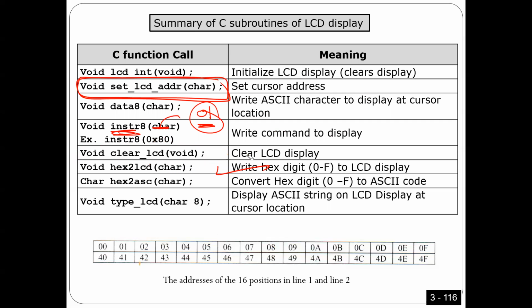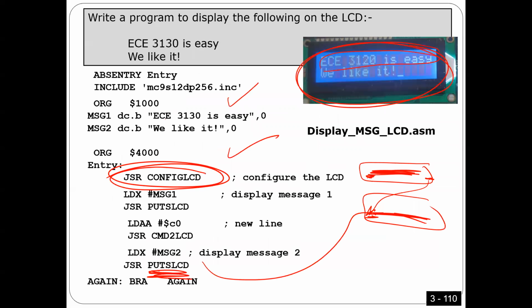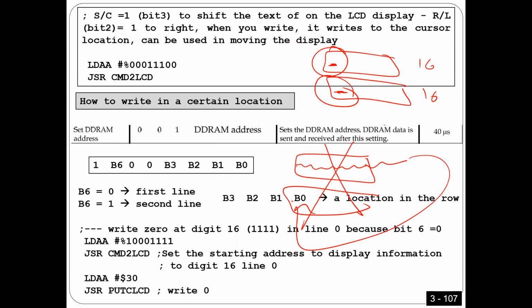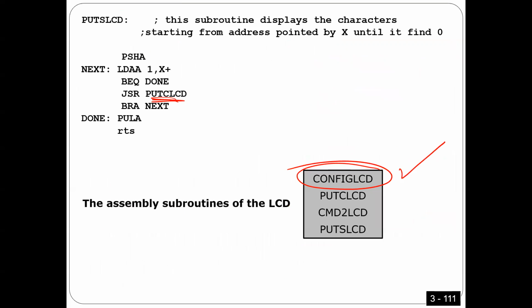Okay. So anyway, same thing here, guys. I already taught some commands. By the way, this part is common. I know some of you are maybe confused here. These commands are common between C and assembly. The same commands here, you can use in C as well. So I taught a command here. You can put C0 if you want to put the cursor in the second line, or you can put 80 if you want to put it in the first line. So you can use these commands if you want.